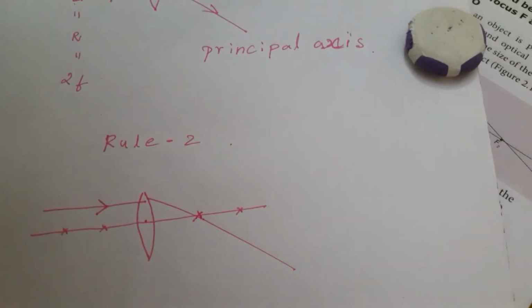When a ray parallel to the principal axis strikes the convex or concave lens, the refracted ray converges or diverges. If it is a convex lens, it will converge. If it is a concave lens, it will diverge from the principal axis. It will converge through the principal axis. This is rule 2.